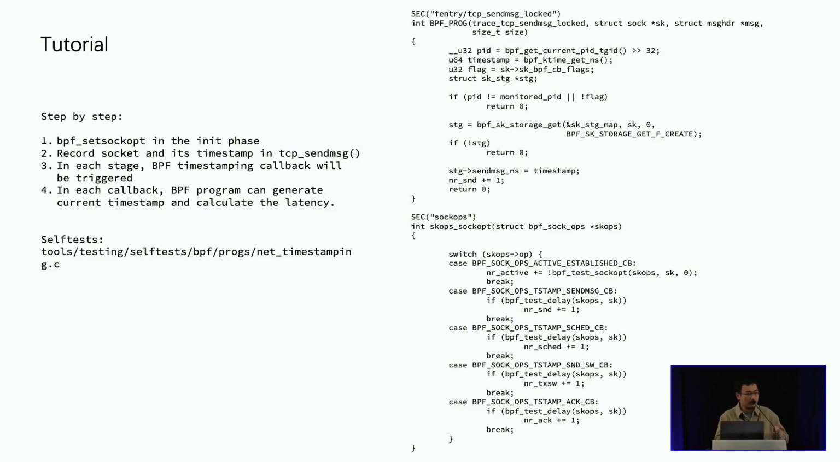Let me rephrase a little bit. The first step is to please use the BPF set socket to enable the feature, and then we will finish the correlation. The third is we will record each timestamp and calculate the delta between them, and we'll find where the high latency occurs. More details can be seen in these self-tests.